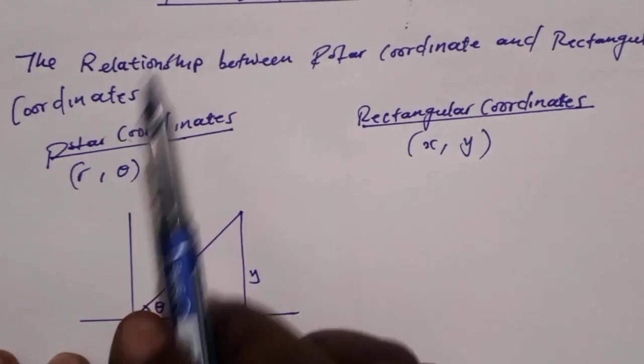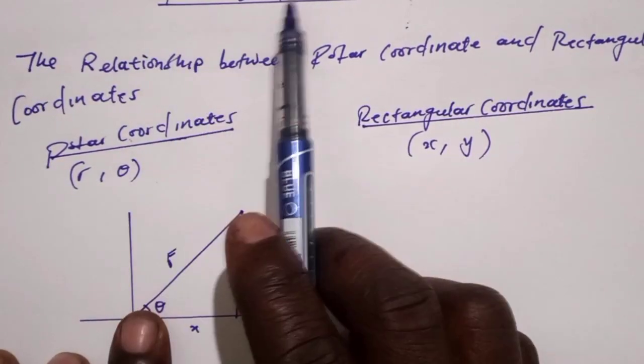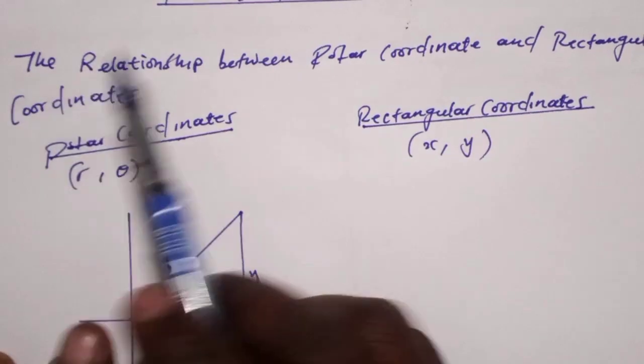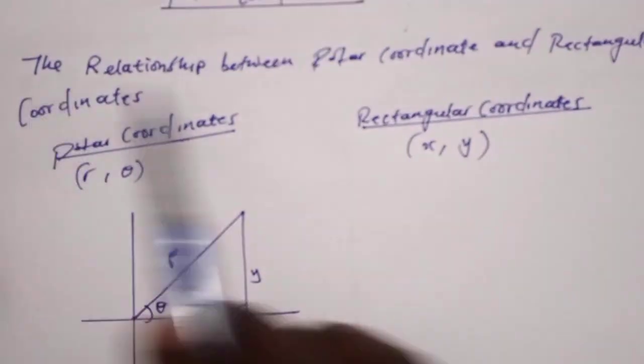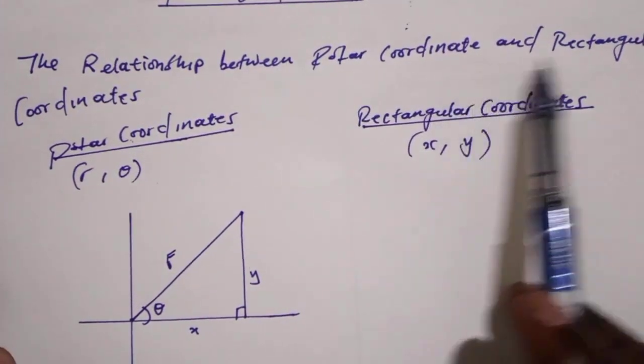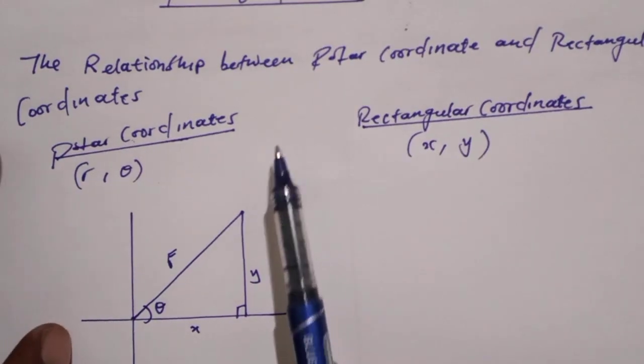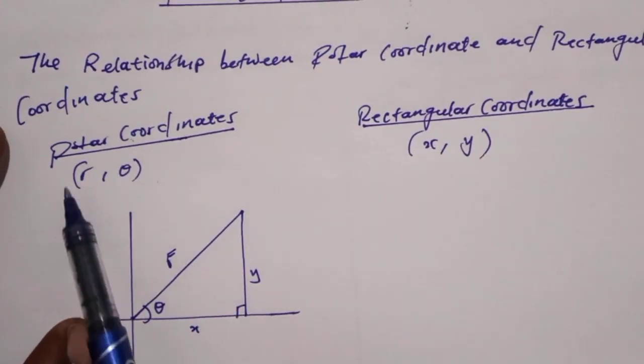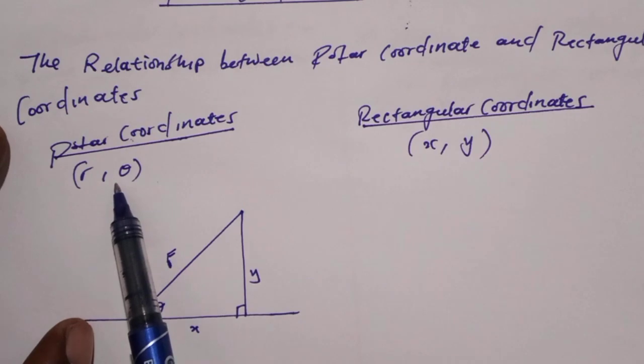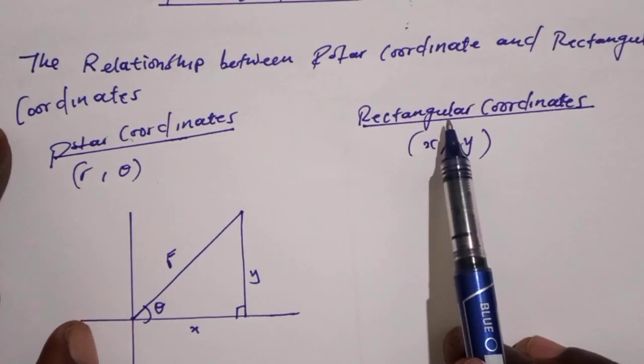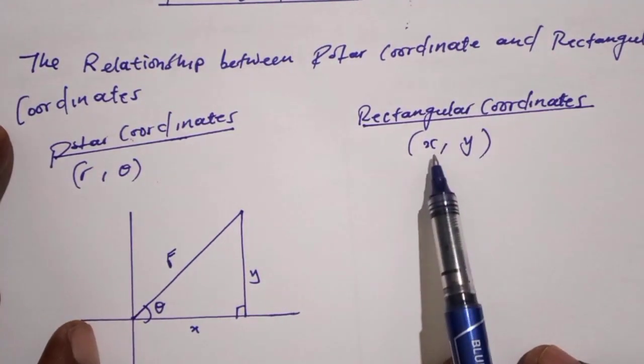Hello guys, welcome back. Today we are looking at polar coordinates, and we have to look at the relationship between polar coordinate and the rectangular coordinate. Polar coordinate is represented by r, comma, theta, and rectangular coordinate is represented by x, comma, y.